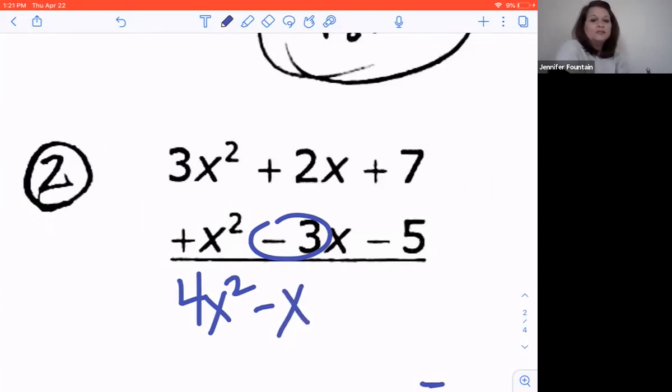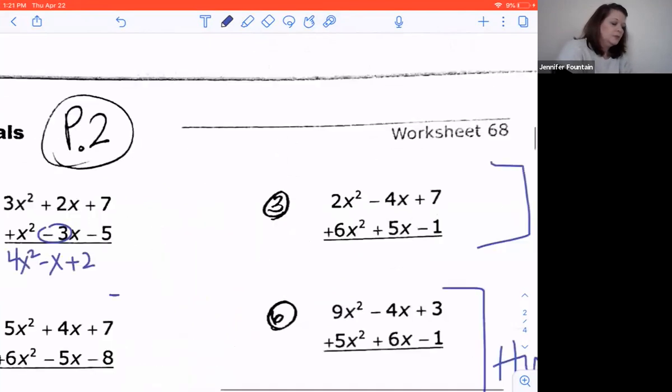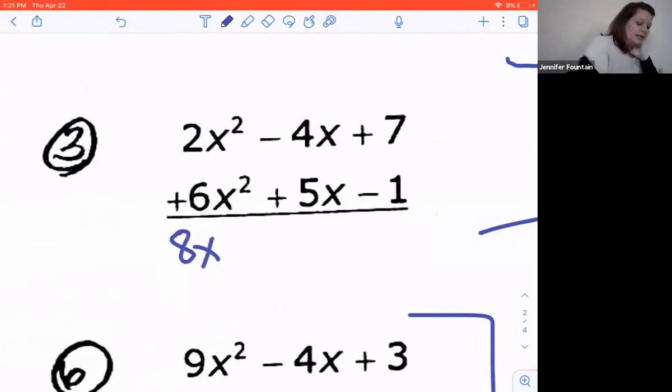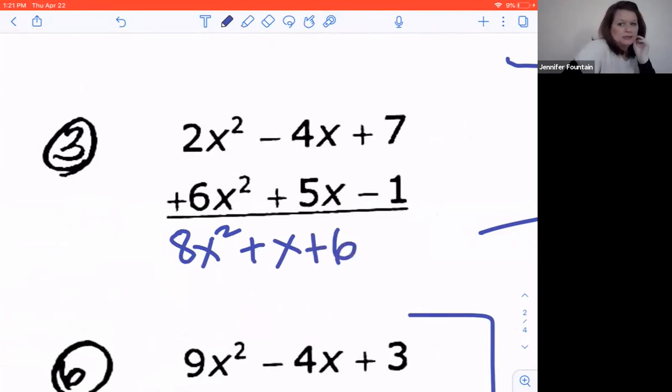And then I have positive 7 plus a negative 5. Take the sign of the larger and find the difference. So 4x squared minus x plus 2. And then number 3 on this one, paying attention to positives and negatives, 2x squared plus 6x squared is 8x squared. Negative 4x plus positive 5x will be positive x. And 7 plus a negative 1 will be a positive 6.